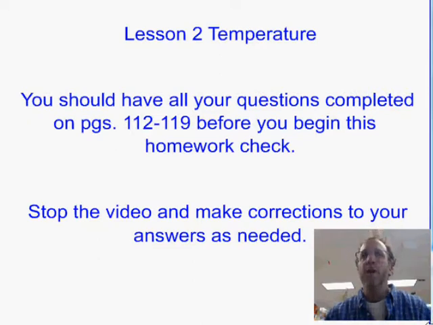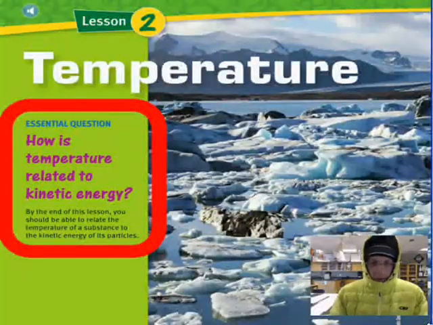You should have all of your questions done at this point in time from pages 112 to 119. If you don't, pause the video, don't go any further, finish those up before we go on. If at any point your stuff is done, you can stop this video, make corrections to your answers as needed. Let's get started. In Lesson 2, we were learning about temperature.